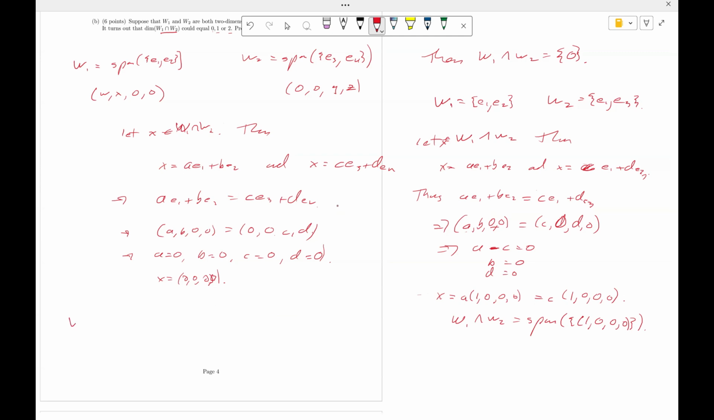Now for W1 equals the span of E1, E2, and W2 equaling the span of E1, E2, you can show that this has dimension 2, but I'm going to leave that as an exercise for you to go through.